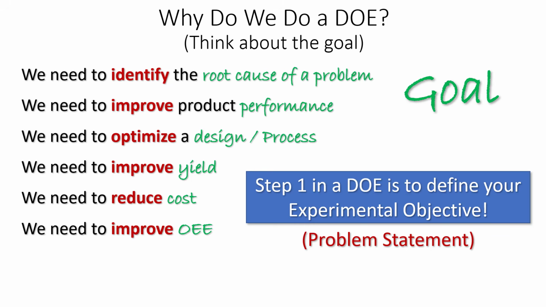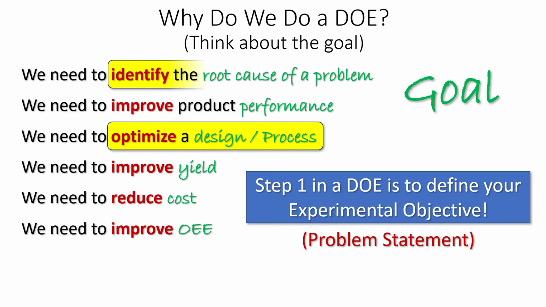A lot of major decisions that we make along the way depend on the type of experiment that we're going to run. For example, if you're optimizing a design, that's a completely different experiment than if you're trying to identify the root cause of a problem. So again, the first step in a DOE is to make sure you and everybody on your team, because it's a team sport, understands that this is the objective we're trying to achieve and this is the problem that we're trying to solve. Okay?